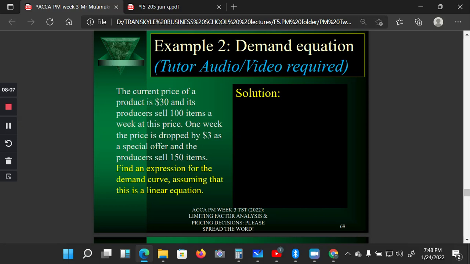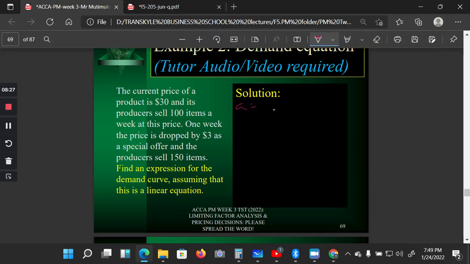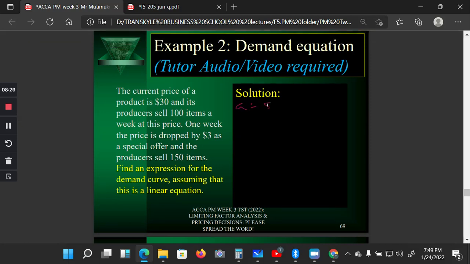Now, I'm sure it's a bit easier, okay? We just do what we did in our previous example. We can deduce from this information that A is equal to $30.